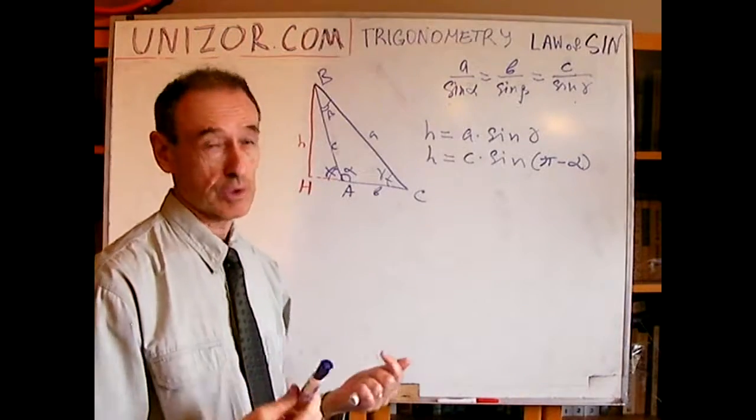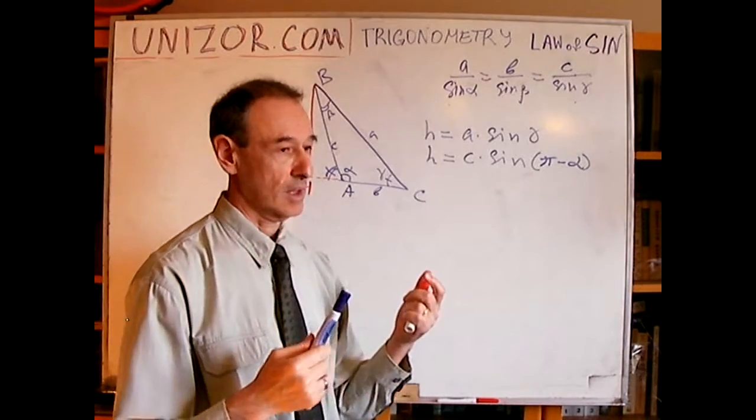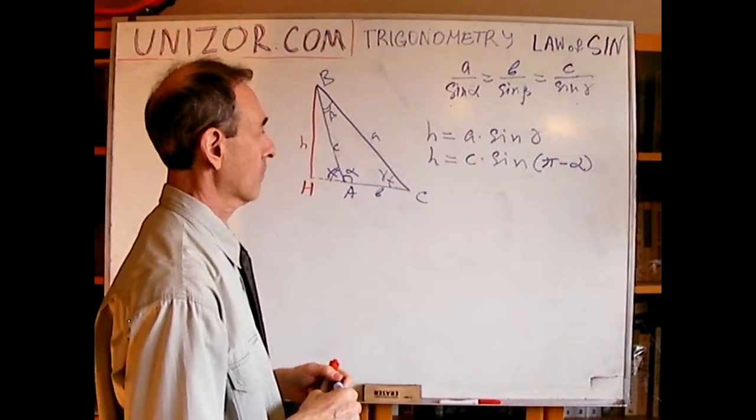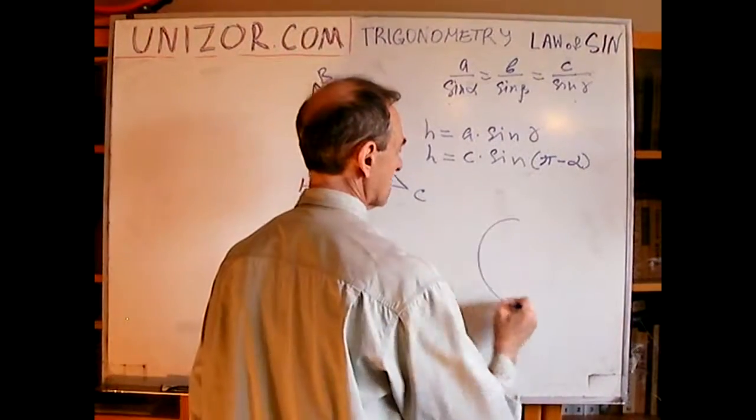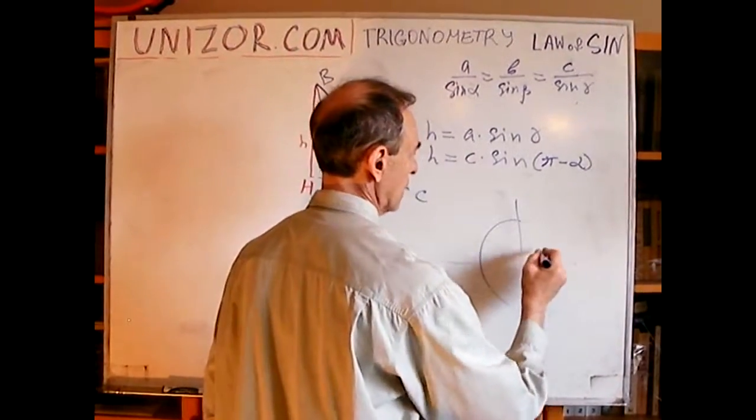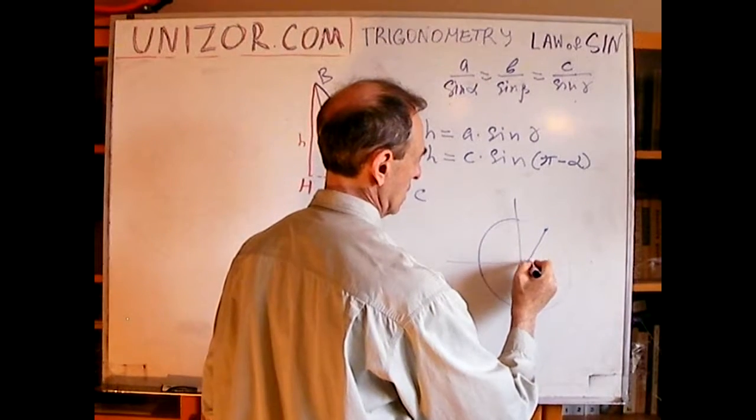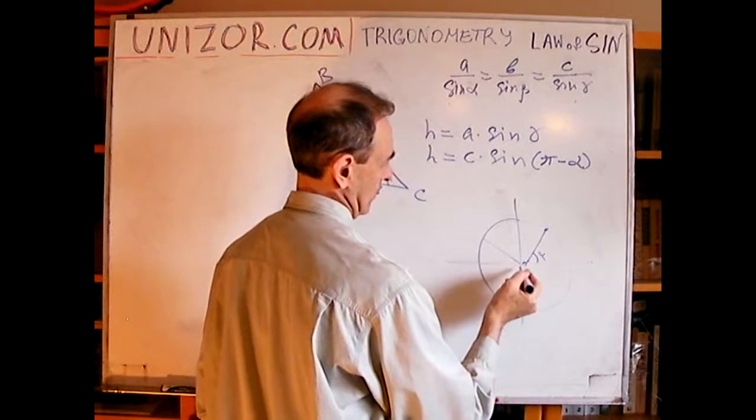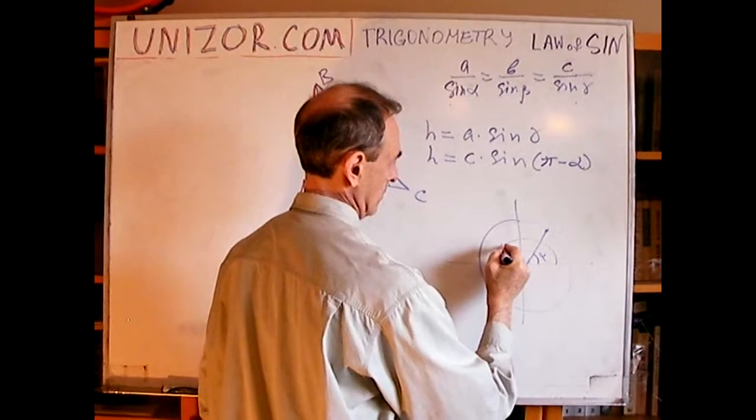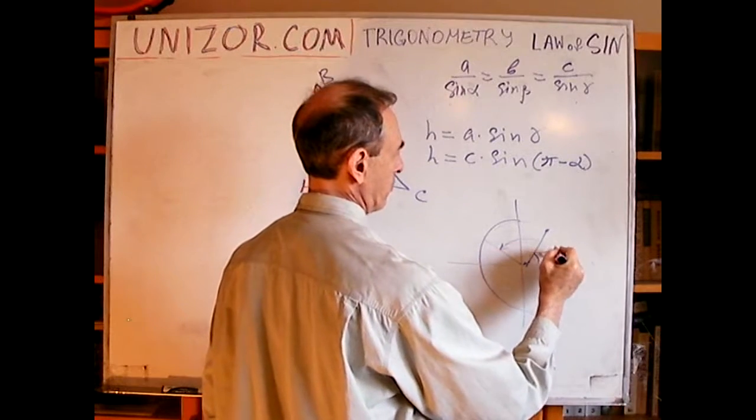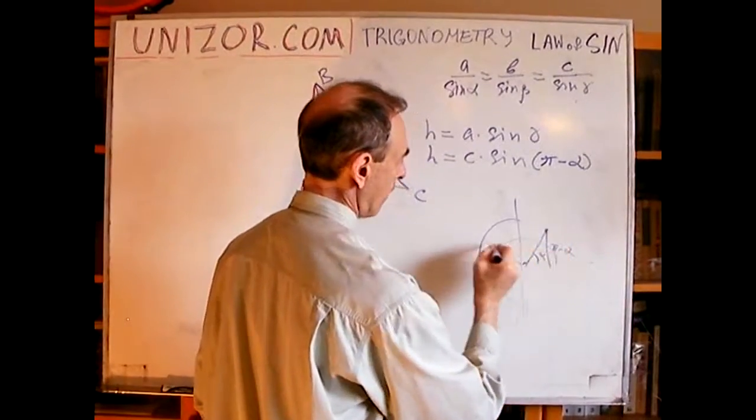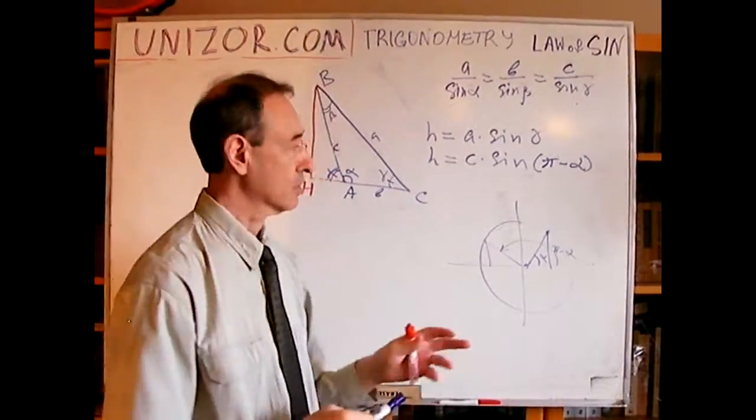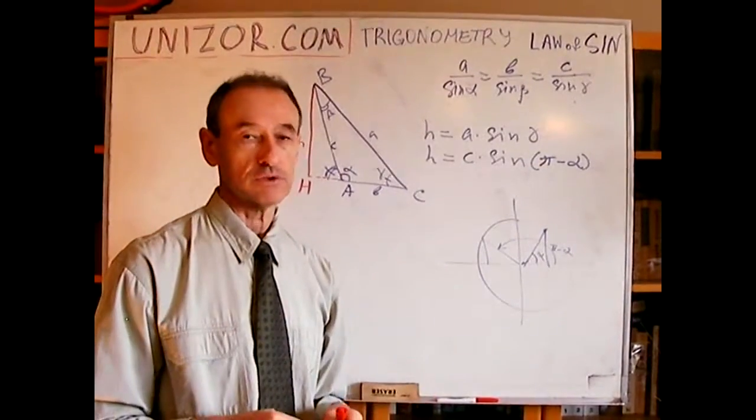Because now what we have to really do is analyze what this is all about. Now, it's simple, basically. Again, consider the unit circle. Sine is the ordinate. So if this is alpha, then this is pi minus alpha. But the ordinates are obviously the same. We have proved many times, actually, that sine of pi minus alpha is equal to sine of alpha.